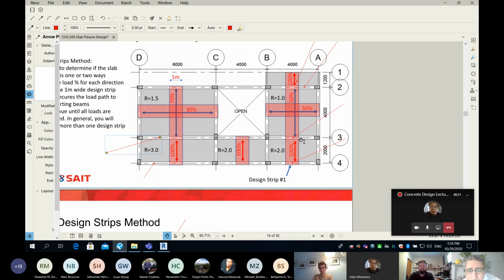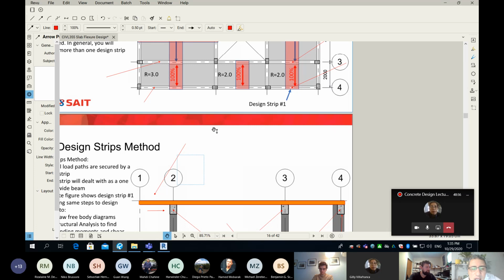But I'm asking you, when we design a 1 meter wide design strip, what is the trip width of this design strip? Can anybody tell me? 1 meter. It's over there. So you can see, the width of the design strip is the trip width, and that's why for the slab, we do not multiply by the trip width, because the trip width is always 1.